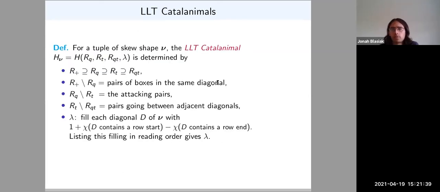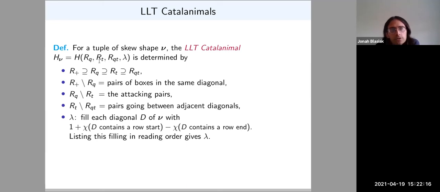All right, so now that we have that definition down, we're going to use this to define a very specific, very interesting Hessenberg-type object. All of the objects we consider in this talk will satisfy this additional condition that R_Q contains R_T contains R_QT. Because of this, it's convenient to think not of what these root sets are, but rather what the set differences are.